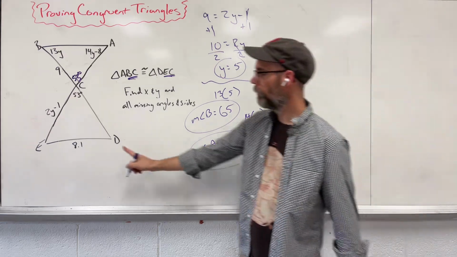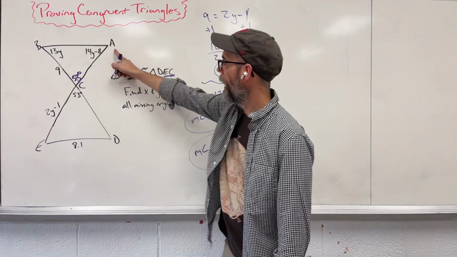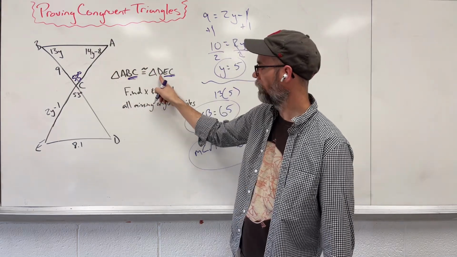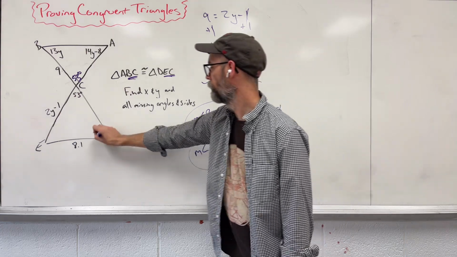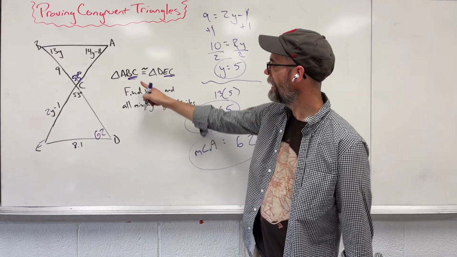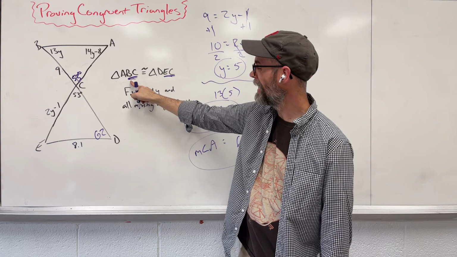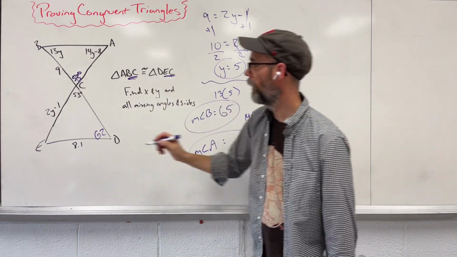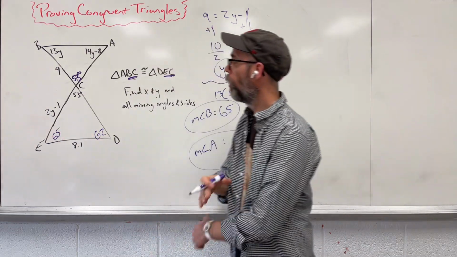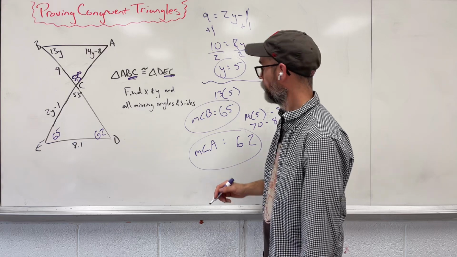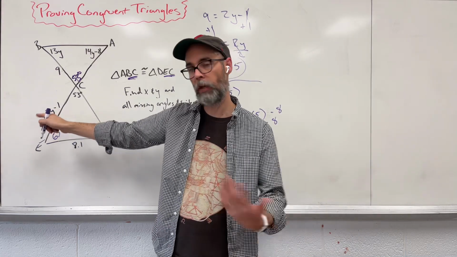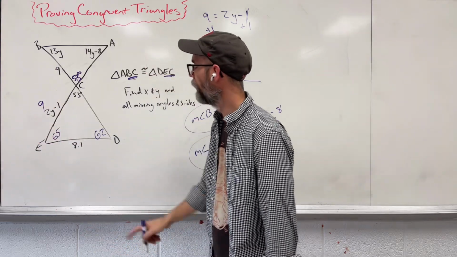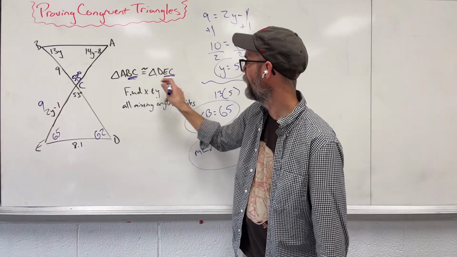And what about these angles down here? Well, A is the same as angle D, so angle D also has to be 62. Angle E is the same as B. Angle B is 65, so we know that's 65. If I were to take that 5, plug it back in here, 2 times 5 is 10, 10 minus 1 is 9. You got that. 8.1 is ED.